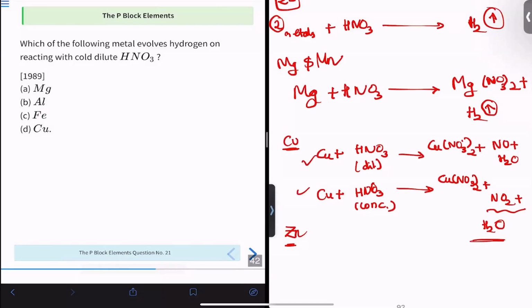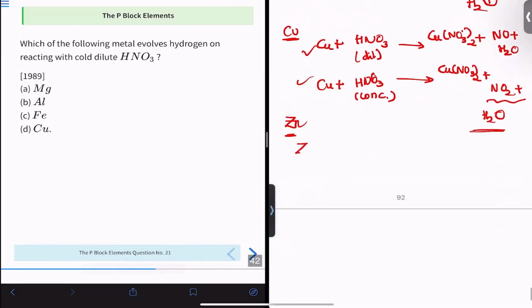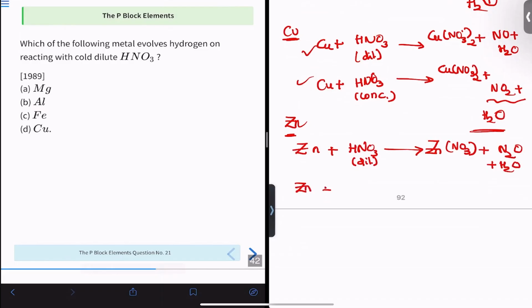Then for the zinc reaction, when zinc reacts with dilute HNO3, it gives rise to zinc nitrate plus N2O plus H2O. But when it reacts with concentrated HNO3, it gives rise to zinc nitrate again with NO2 plus H2O.